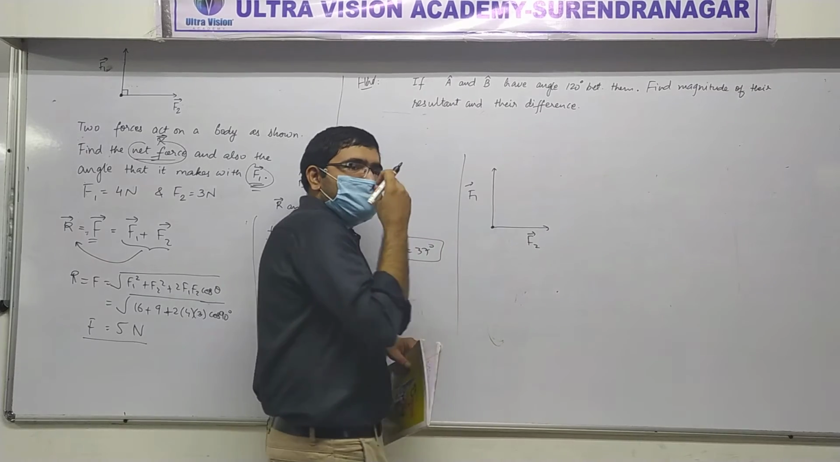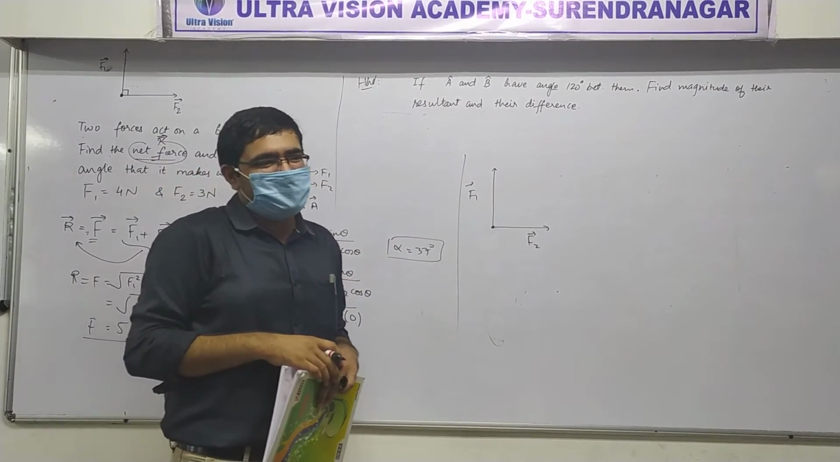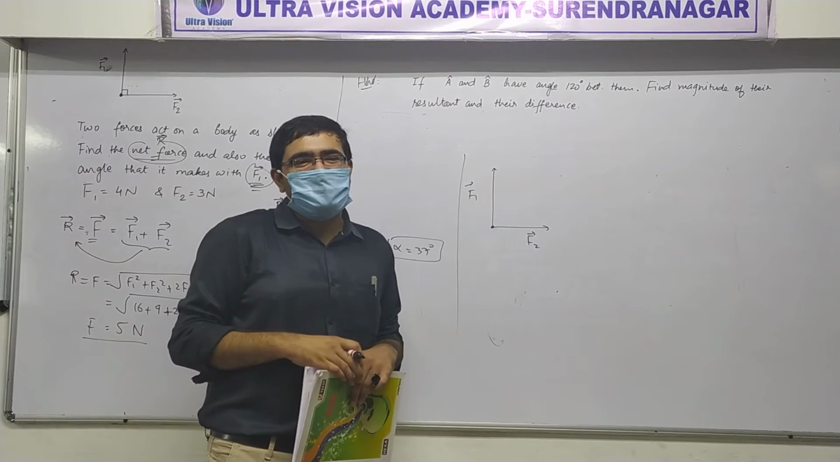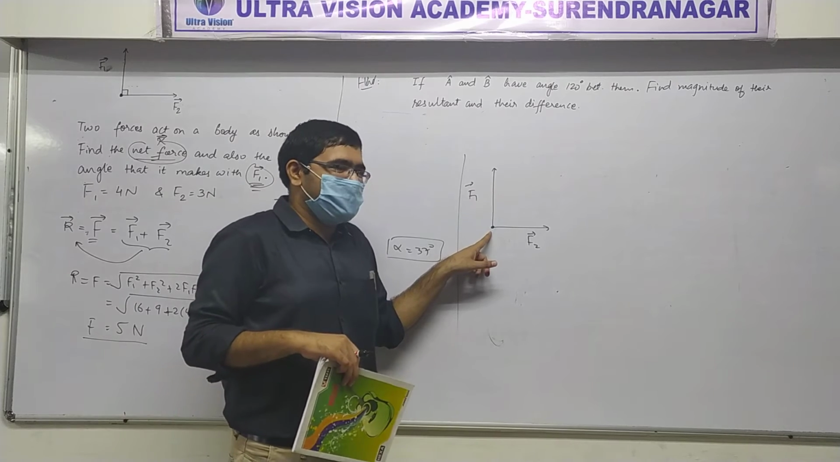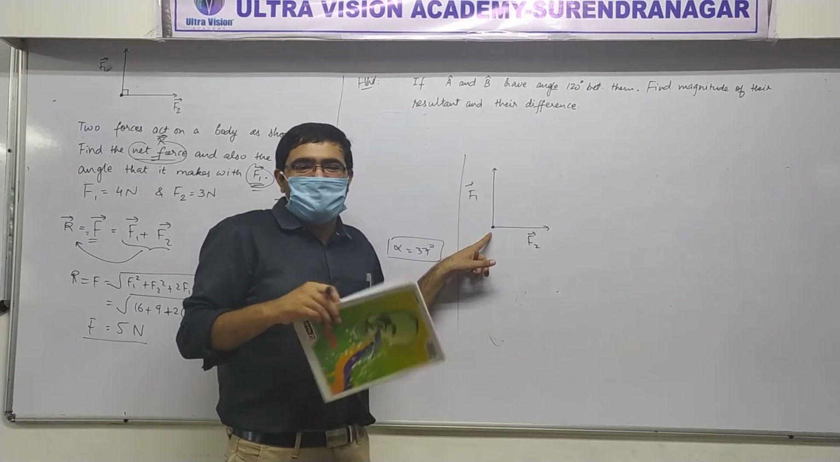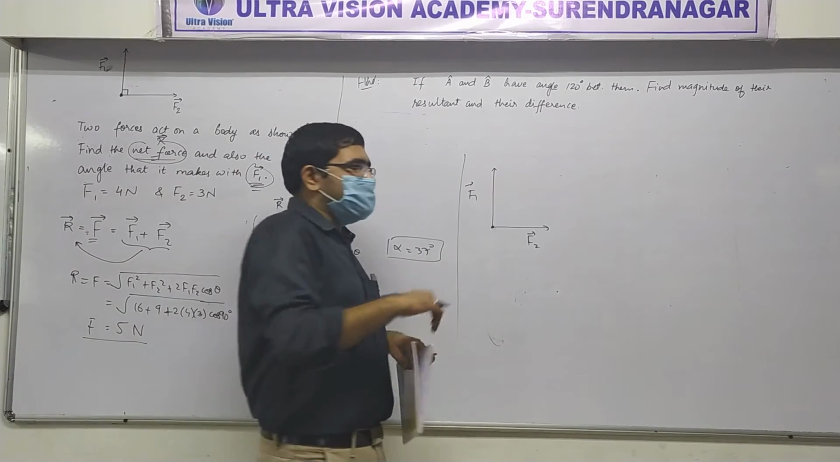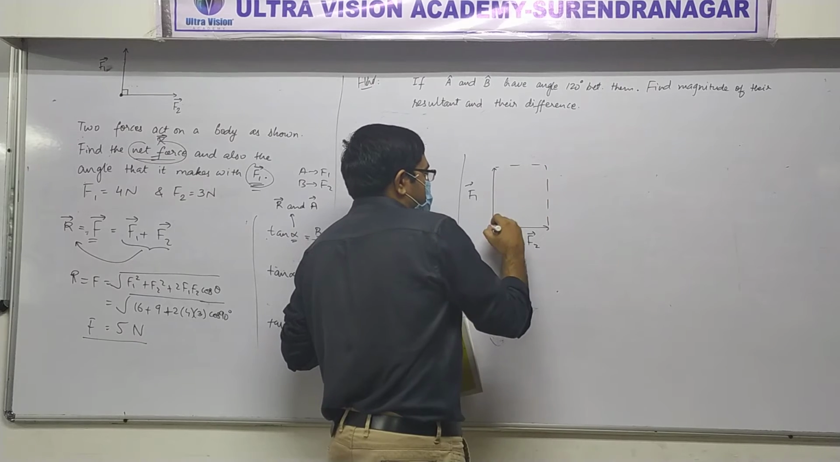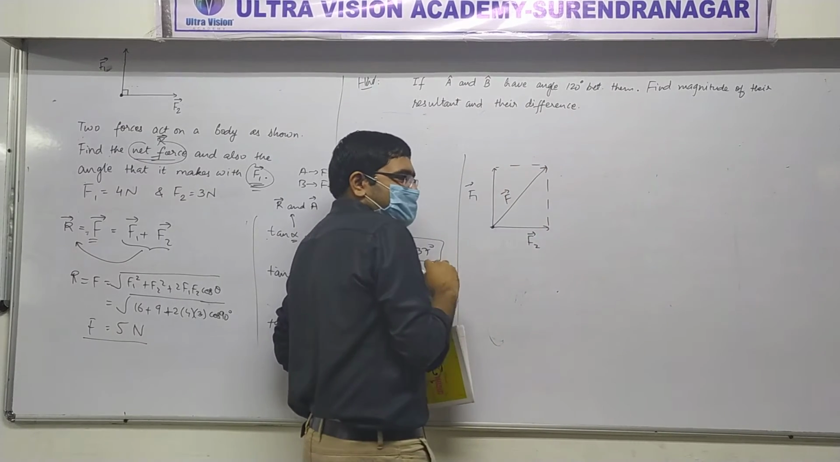So if I want to add them, which law should I use? Parallelogram. What did I say? The vectors are joined by their tail. So which law should we use to add two vectors that are joined by tail? Parallelogram. Is that clear? Yes. So I have to complete the parallelogram, which is essentially a rectangle, and this is R vector or F vector. Did you get that? Yes.